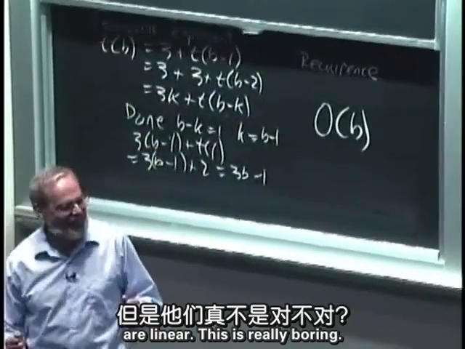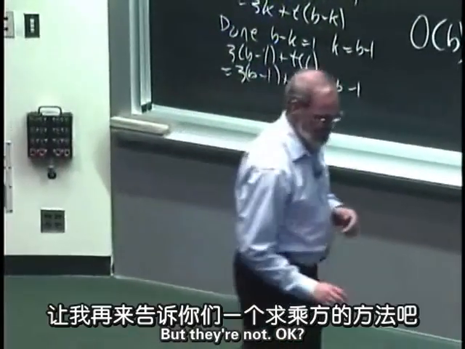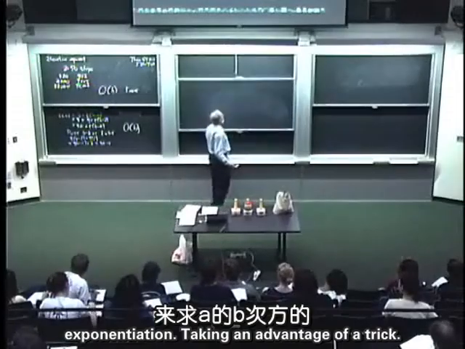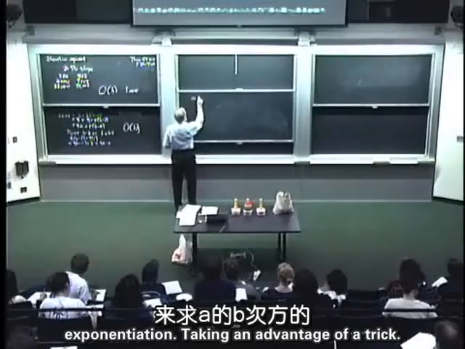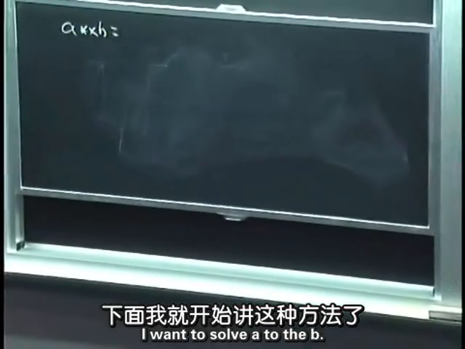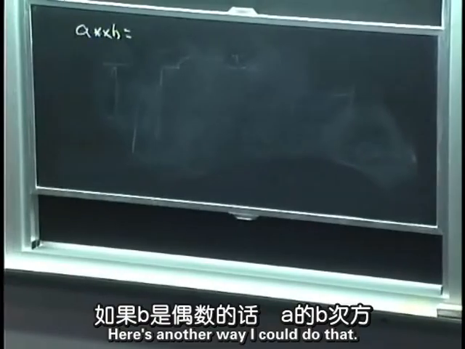Okay. At this point, if we stopped, you think all algorithms are linear. This is really boring. But they're not. Okay, so let me show you another way I could do exponentiation, taking advantage of a trick. I want to solve a to the b. Here's another way I could do that.